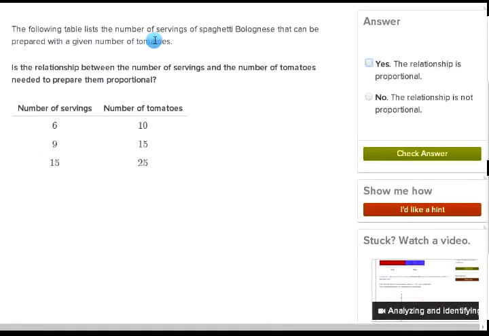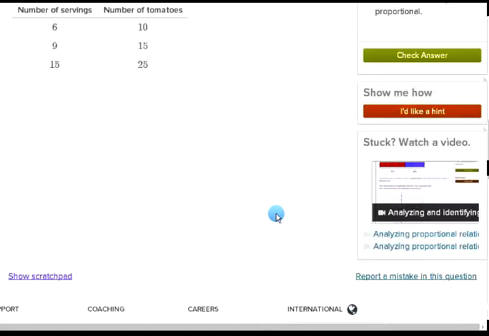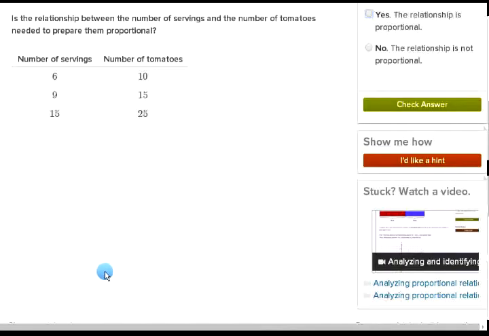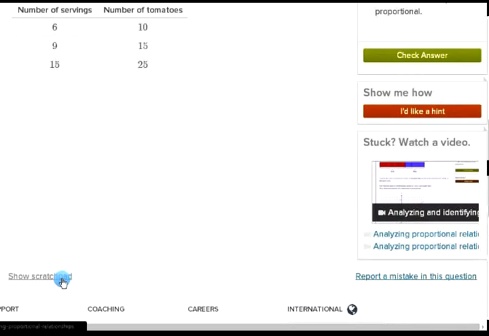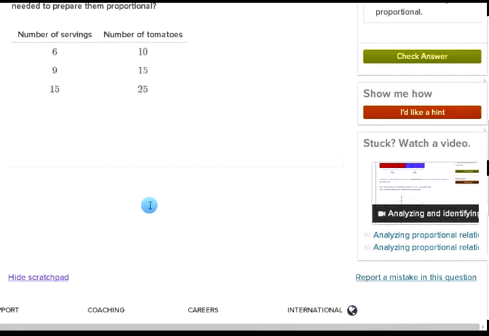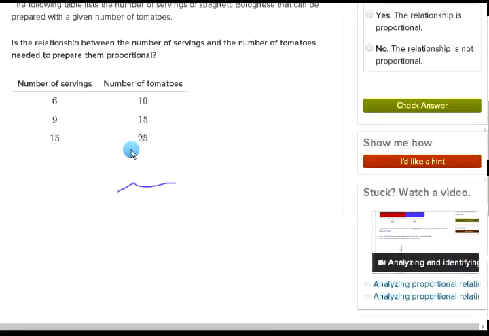The following table lists the number of servings of spaghetti, whatever that is, that can be prepared with a given number of tomatoes. Is the relationship between the number of servings and the number of tomatoes needed to prepare them proportional? I'm going to click here, show scratch pad. Okay, now I can write.